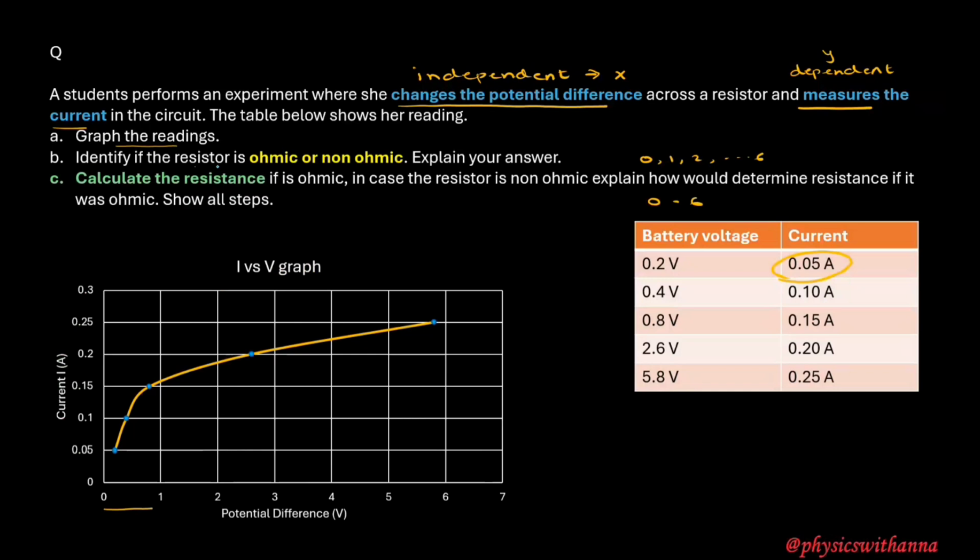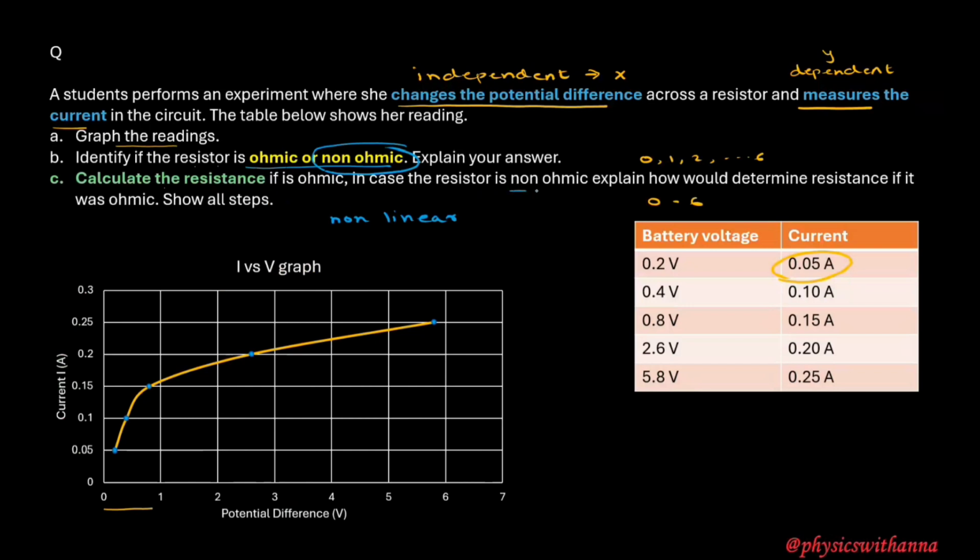Next part of the question is asking us to identify if this is ohmic or non-ohmic. Now, like we discussed before, for any ohmic resistor, the IV graph must be a straight line passing through origin. Here, this graph is non-linear. And if it is non-linear, that means the resistor is non-ohmic. That means current is not directly proportional to potential difference. In the next part, we need to calculate resistance if it is ohmic. So since it is not ohmic, we don't have to calculate the resistance.